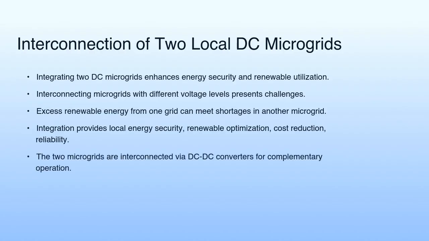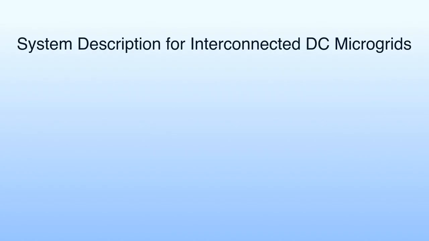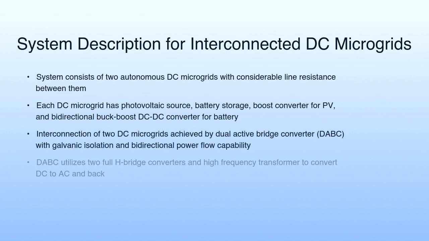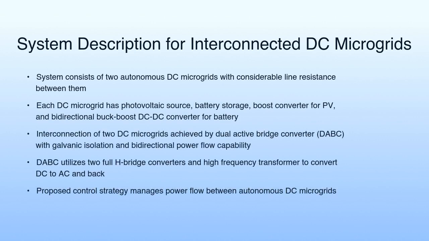renewable utilization. Excess renewable energy from one grid can support shortages in the other, leading to cost reductions and increased reliability. The system consists of two autonomous DC microgrids with different voltage levels, interconnected via a dual active bridge converter (DABC) that enables bidirectional power flow with galvanic isolation.